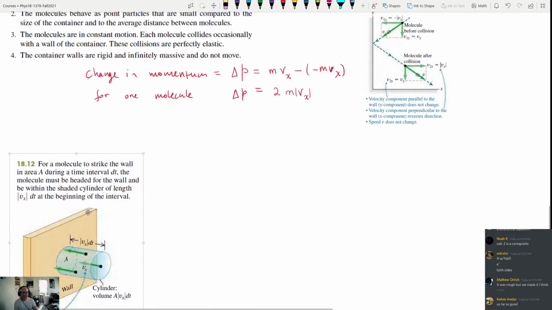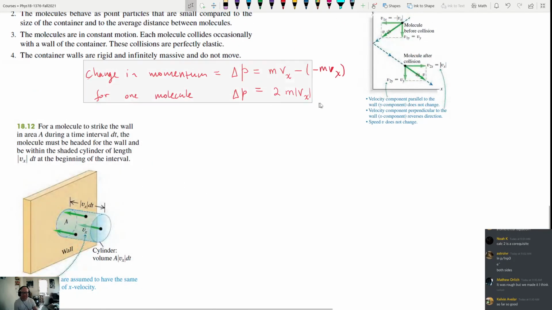Now, in order to do that, since this is the change in momentum for a single molecule, what we need to know is how frequently does such a collision occur, right? Does it happen 3 times a second? Does it happen 50 times a second? Does it happen trillions of times a second? We need to know how frequently this happens, right?